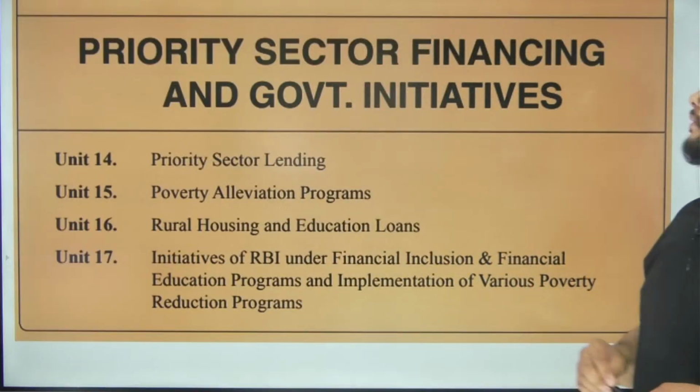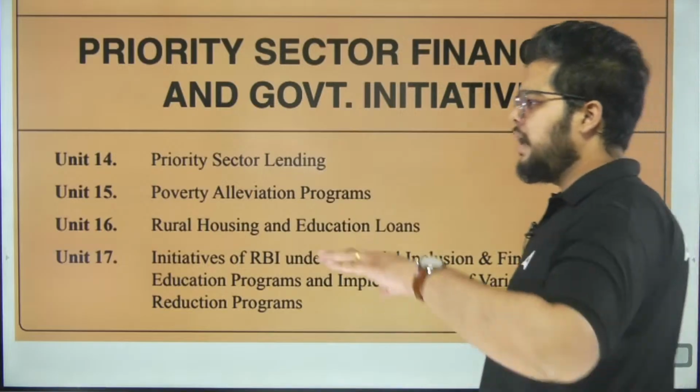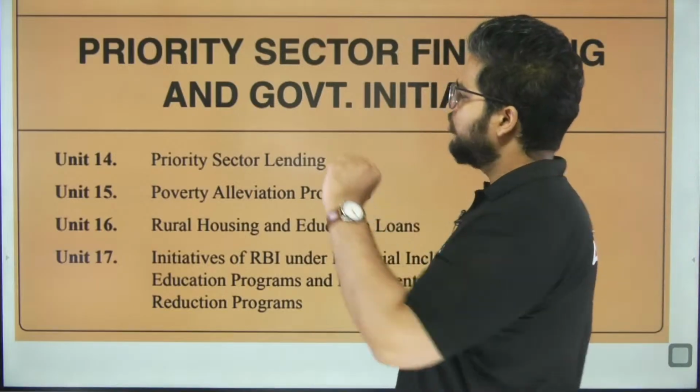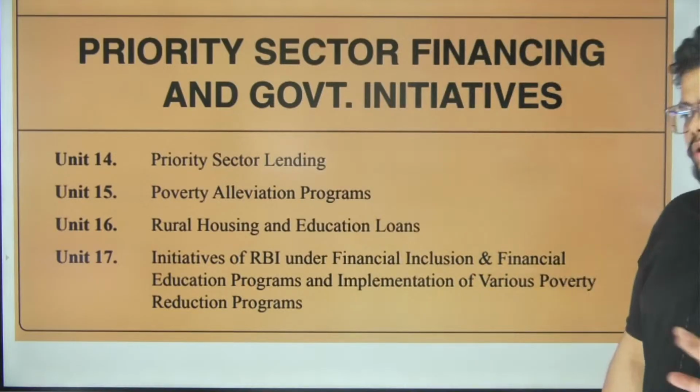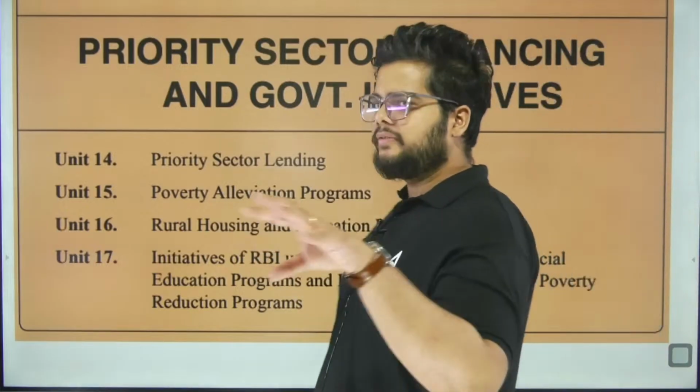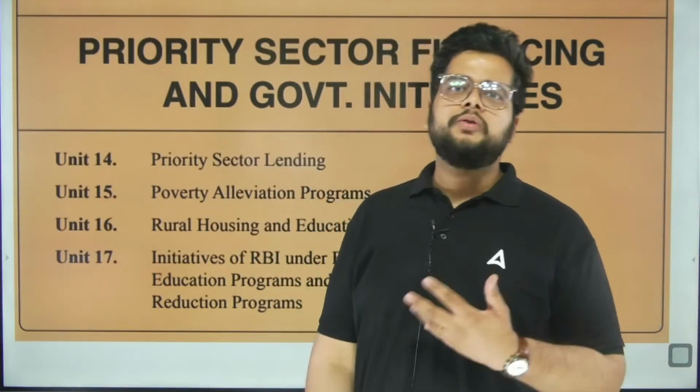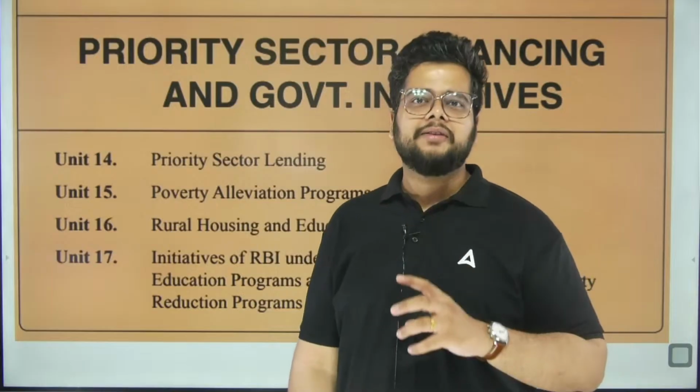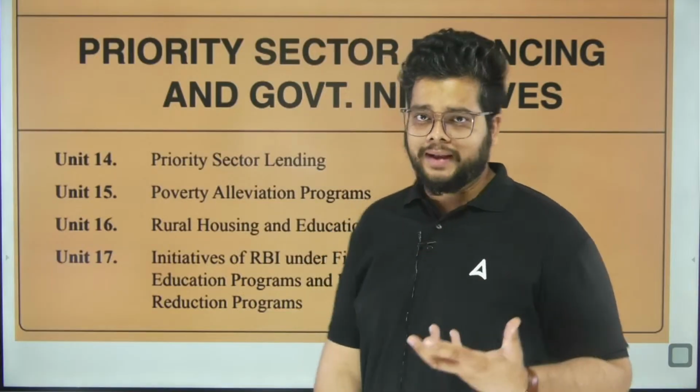Priority sector financing comes in your ABM also in the CAIIB exam. So overlapping will be there. The concept will be there in various subjects. But do you need to skip this module? No, this is a low hanging fruit, because you already know maximum things here.